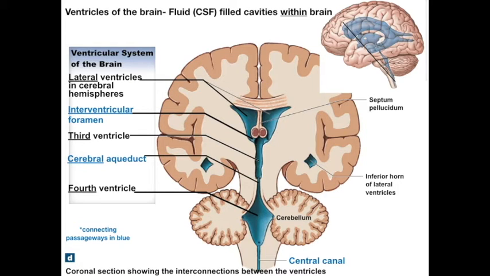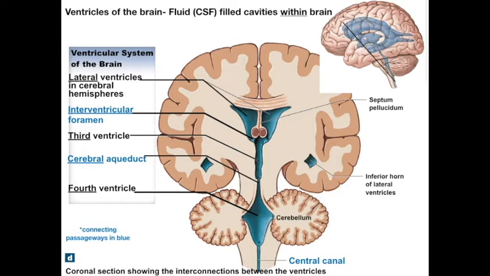There is a hard-to-see passageway connecting those ventricles called the interventricular foramen. Then medial and just inferior to those lateral ventricles is the third ventricle, which is sandwiched between the structure called the thalamus. Branching off the third ventricle inferiorly is a canal called the cerebral aqueduct, which connects to the fourth ventricle. The fourth ventricle is in between the cerebellum and the pons.